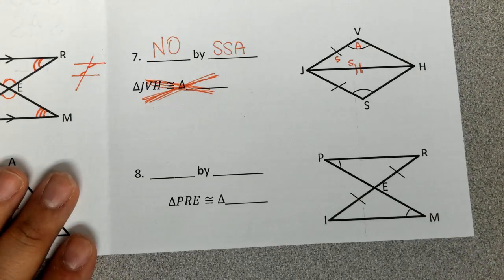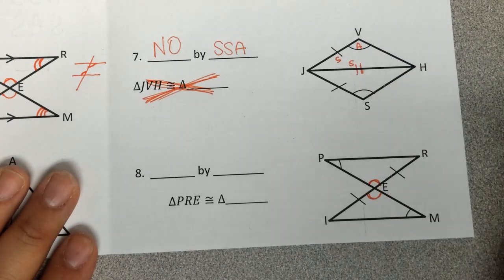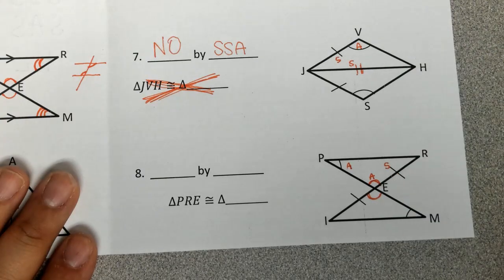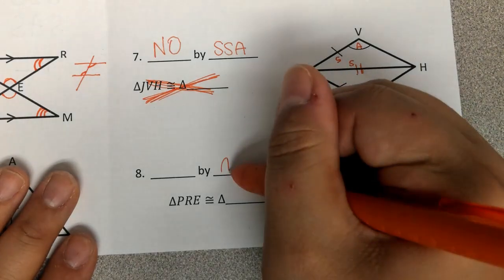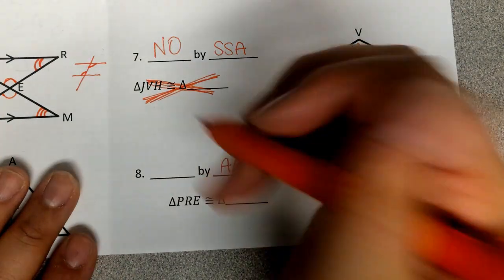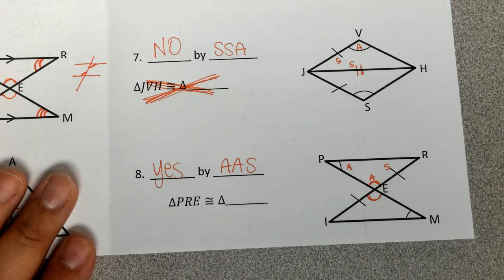Last one, what can I add? Vertical angles. So what did I give you here? 2 angles, is the side between? No. So 2 angles with the side on the end. That is a yes. So what goes with PRE?